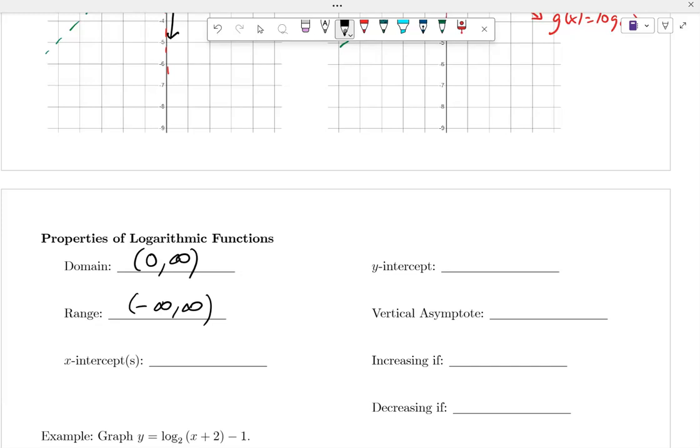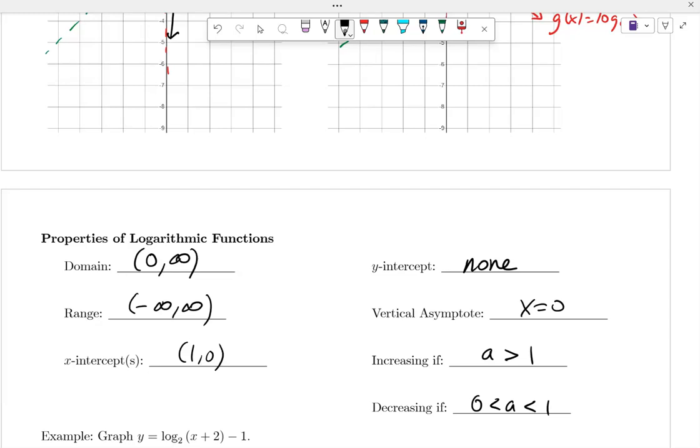The x-intercept now is, it was 1, 0, right? Is there now a y-intercept? No. Where did we see that vertical asymptote? X equals 0. And then what tells you the difference between increasing and decreasing? It goes up and to the right if the A is greater than 1, and it goes down to the right if A is between 0 and 1.